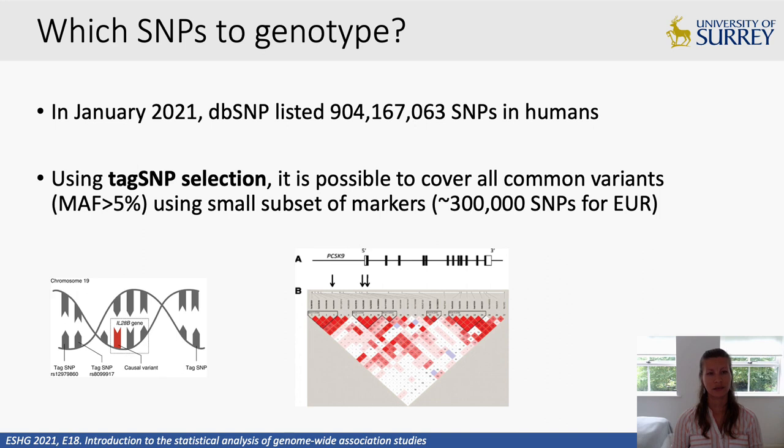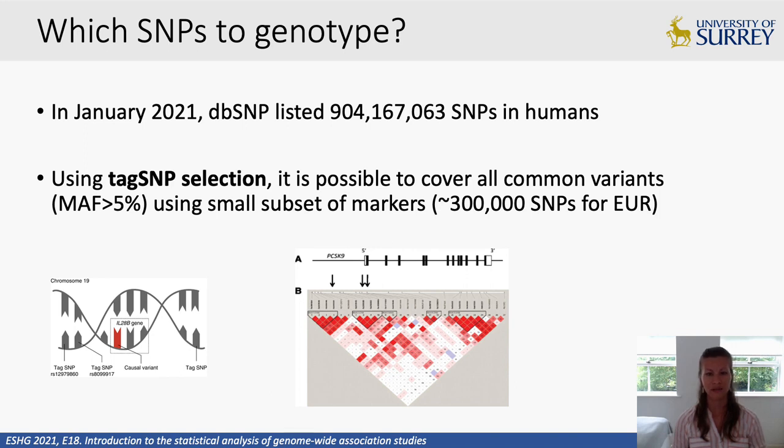Then, which SNPs to genotype? In January 2021, the dbSNP database listed over 900 million SNPs in humans, and this includes also rare SNPs. We don't want to genotype all of these, we want to be cost efficient, and using a so-called tag SNP selection and the linkage disequilibrium that I mentioned, it is possible to cover all common variants using a small subset of markers. For example, in Europeans, it has been estimated that with 300,000 SNPs, we can cover most of the common variation in the human genome.